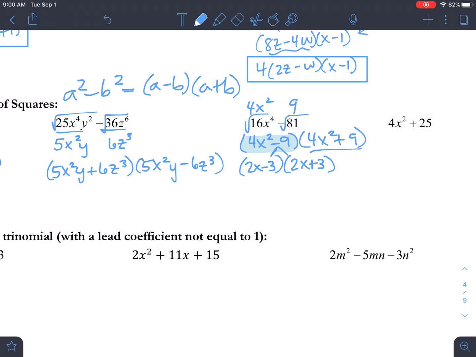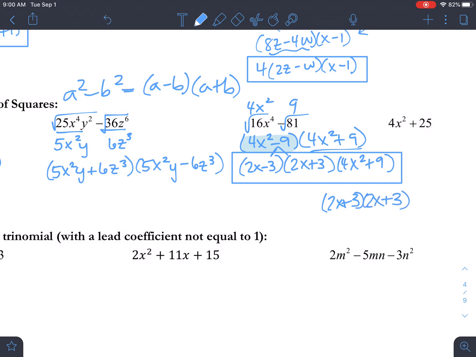Okay, can we continue with 4x squared plus 9? No, because it's not the difference of squares, it's the sum of squares. So 4x squared plus 9, and this would be our final answer right here. 2x plus 3, 2x minus 3, and 4x squared plus 9 does not continue. And again, you can try making up two parentheses that would multiply to 4x squared plus 9, but there are none that will work. Even if you tried both positive, you'll get 4x squared plus 6x plus 6x plus 9, and they'll not end up canceling.